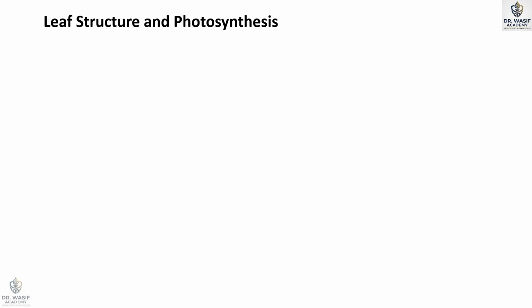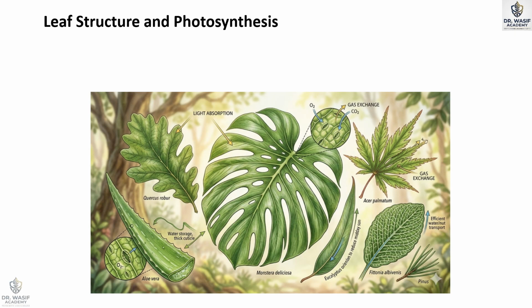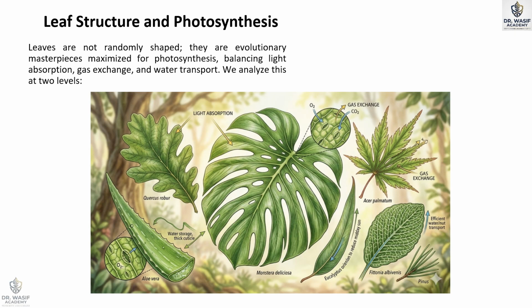So if you look at a leaf, it might seem simple, but it is actually an evolutionary masterpiece. It is perfectly designed to balance three things: number one, absorbing light; number two, exchanging gases; and number three, transporting water. We are going to look at this on two levels.